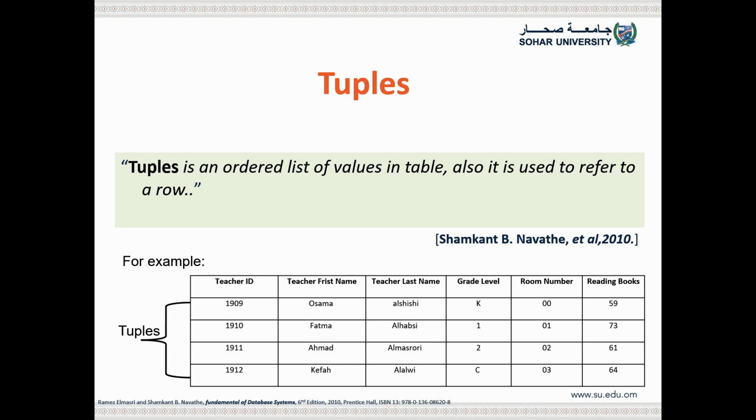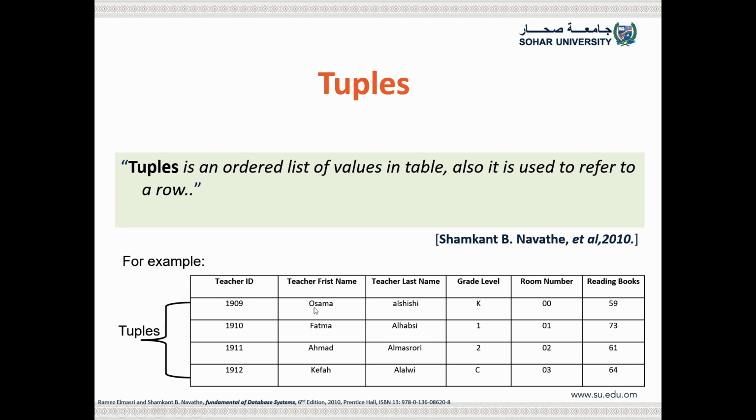Tuples. Okay, so you can hear this maybe? Tuples. It said tuples. Tuples means groups. A tuple is an ordered list of values in a table. Also, it is used to refer to a row. A tuple is an entry inside of the database.